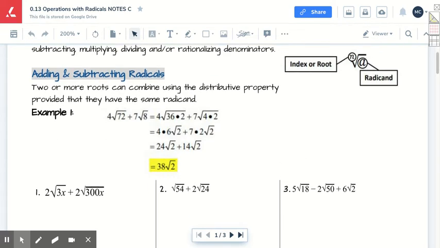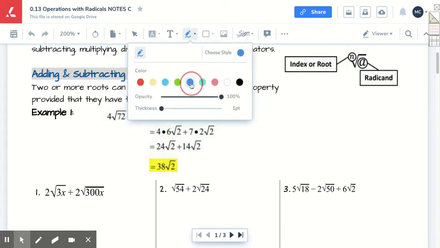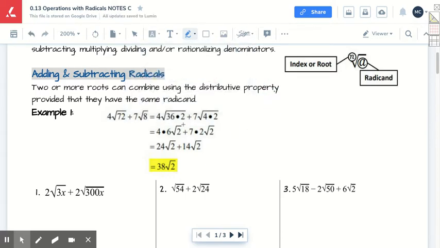Okay, so two or more roots can be combined using the distributive property if they have the same radicand. To have the same radicand, that means the part that's on the inside has to be exactly the same, and that also means that the index or the root has to be the same. Otherwise, they're not alike, and we can't put them together.